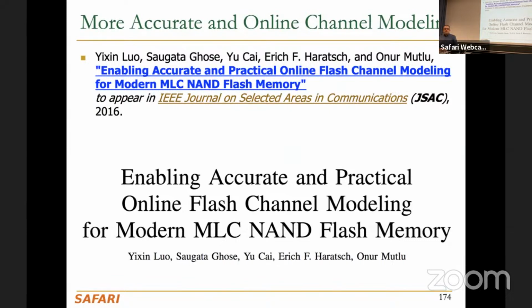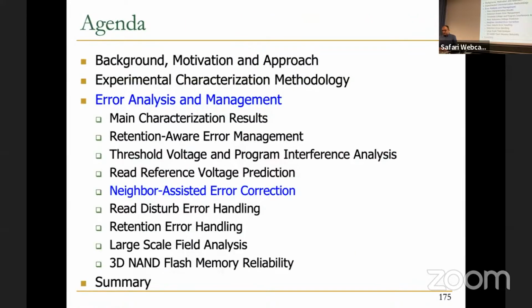Question? Good. Okay. Good. You are going fast enough.